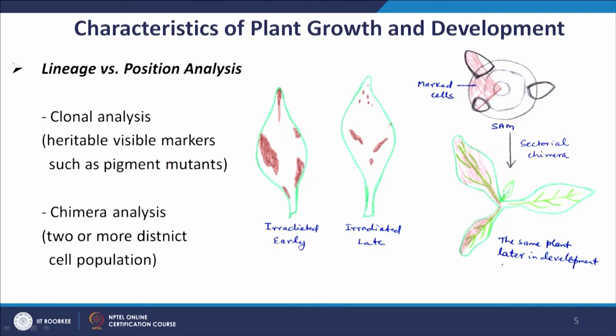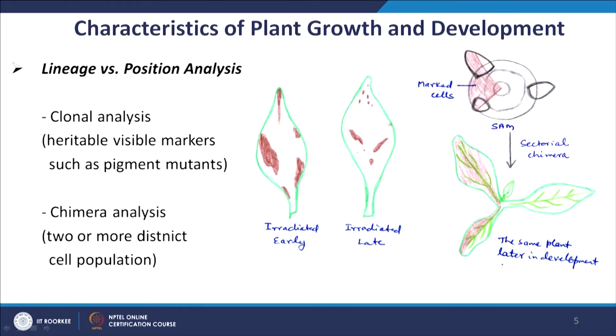In clonal analysis, we use a heritable visible marker such as pigment mutants. For example, if you take a plant, or any part of the plant, and you expose it to some kind of mutagen and try to find a mutant where some cells lack some kind of pigment, let us assume chlorophyll. So, if you take this leaf and irradiate it at an early stage, you might find a cell here which is losing the pigment, and later on, in the mature leaf, you see there is a patch of cells which are losing the pigment.